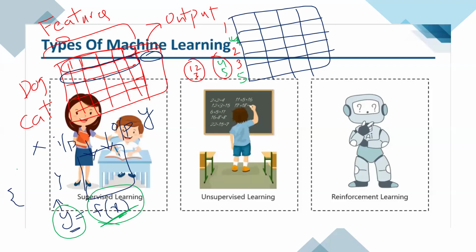Okay, so these are three different types of machine learning: supervised learning, unsupervised learning, and reinforcement learning. Okay, is this clear?